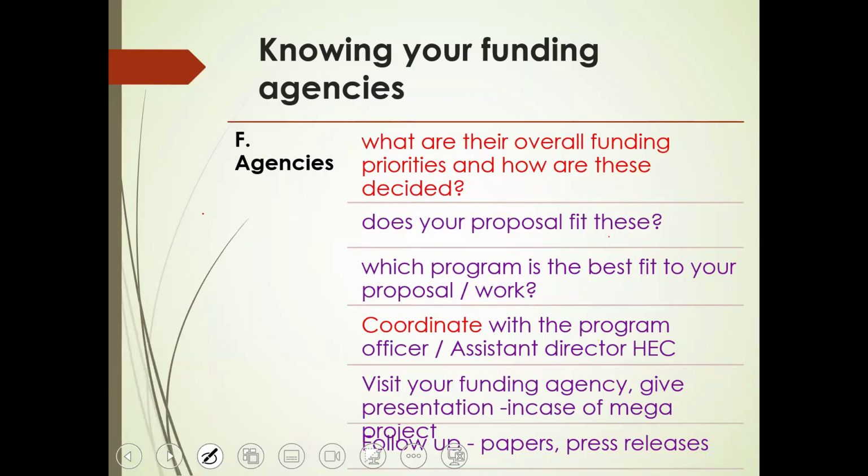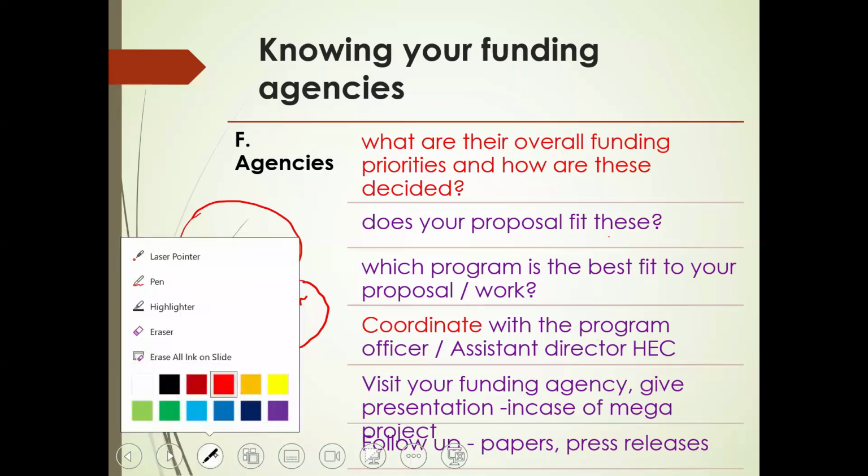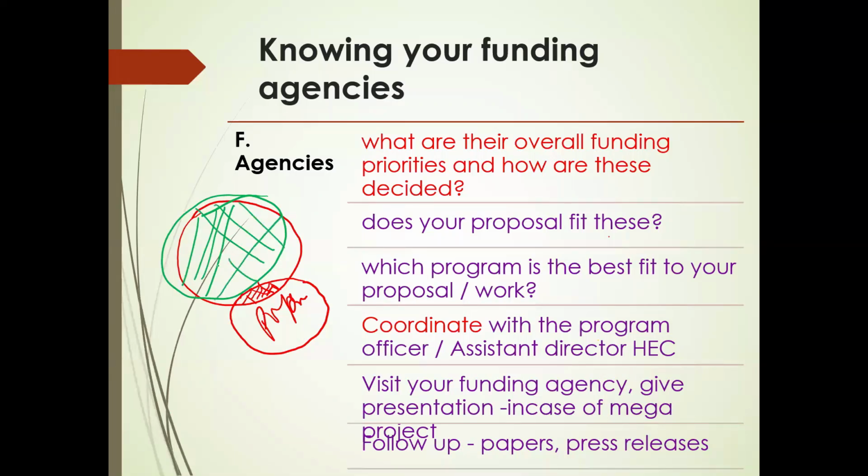For example, these are the boundaries of the funding agency, and you write a proposal. This is your proposal, so a very short, tiny area you covered. Which proposal will get funded? That proposal will get funded very easily which has more overlap with the objectives and targeted outcomes of the funding agency. This is a technical point to remember.